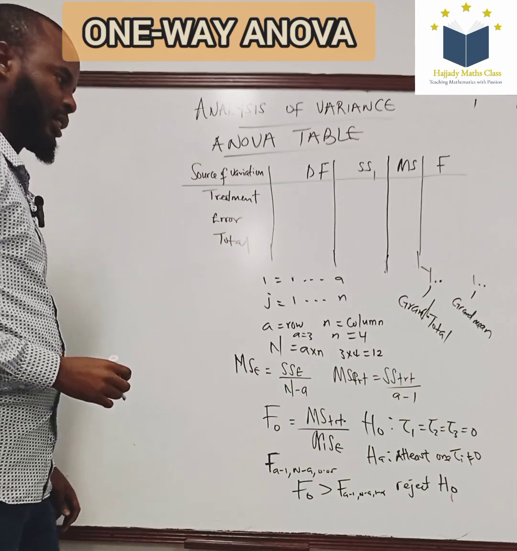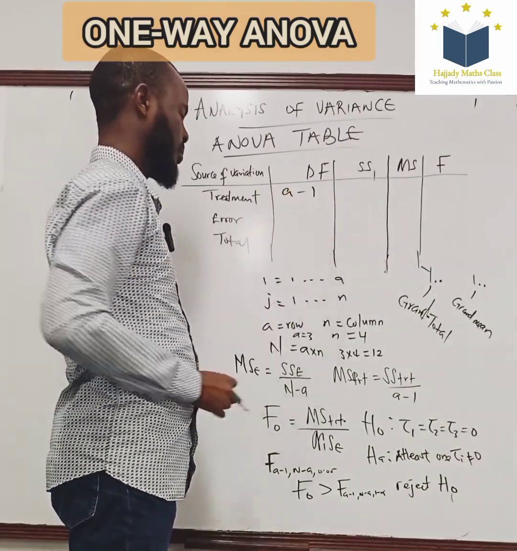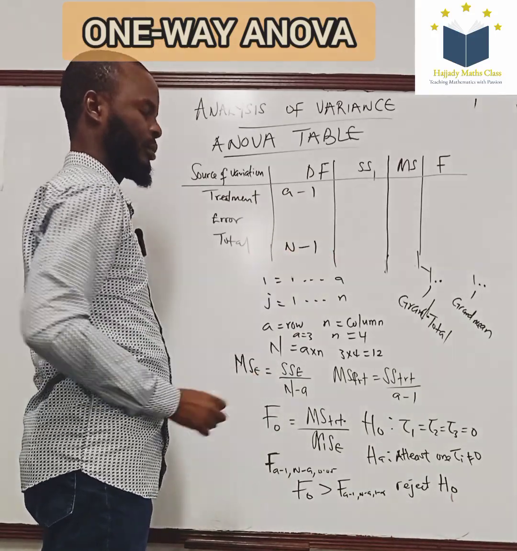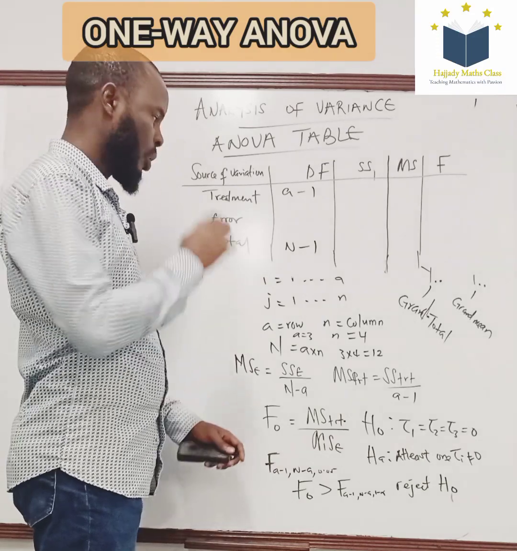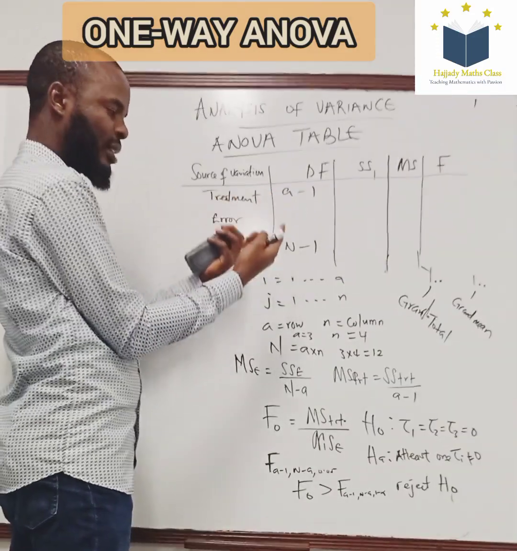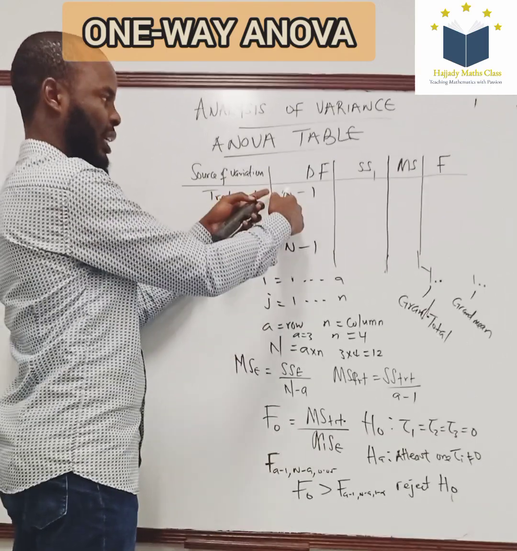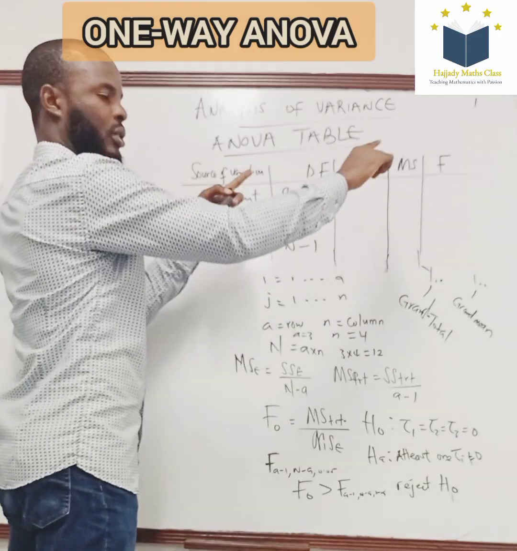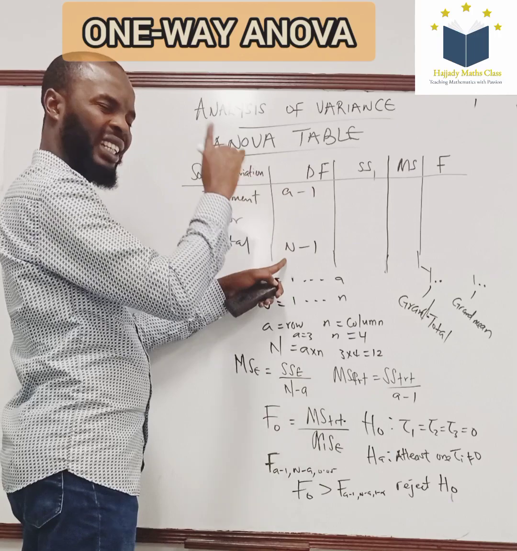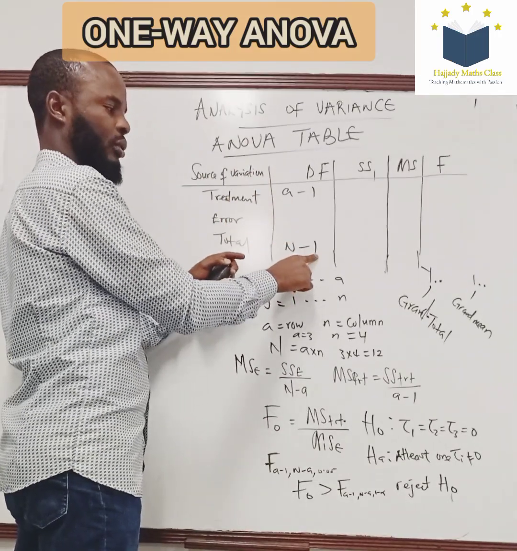So for the treatment, the degree of freedom for the treatment, don't forget, is A minus 1. For the total, we have N minus 1. So, for the degree of freedom for error, although I said N minus A, how do we get N minus A? Don't forget that A is the number of rows, just subtract 1. For the total, N, you calculate all the units, subtract 1.